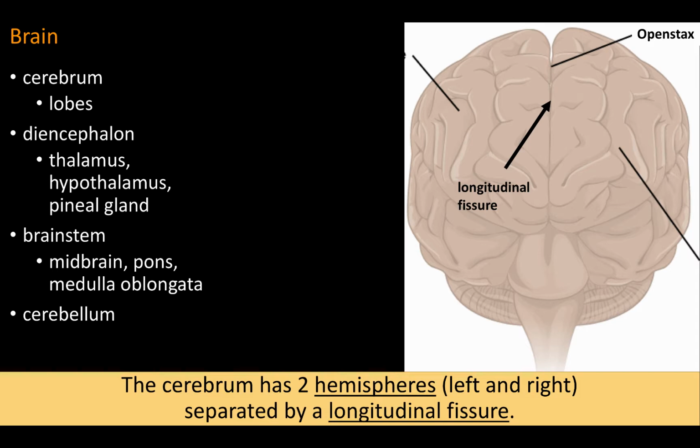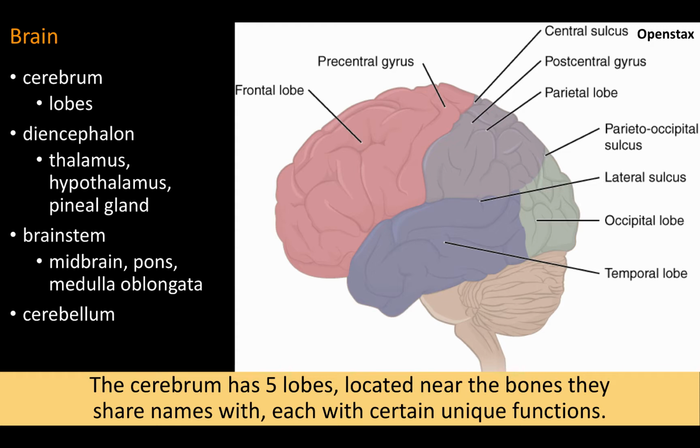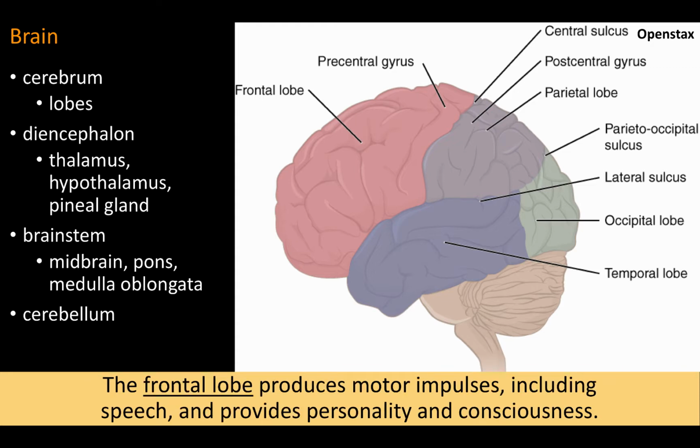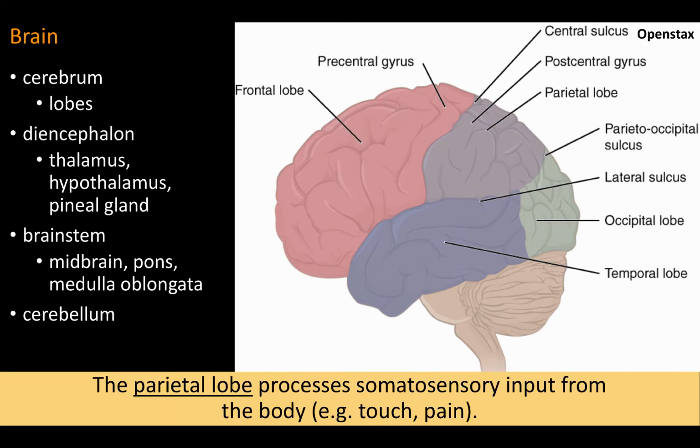The cerebrum has 2 hemispheres, left and right, separated by a longitudinal fissure. The cerebrum has 5 lobes, located near the bones they share names with, each with certain unique functions. The frontal lobe produces motor impulses, including speech, and provides personality and consciousness.